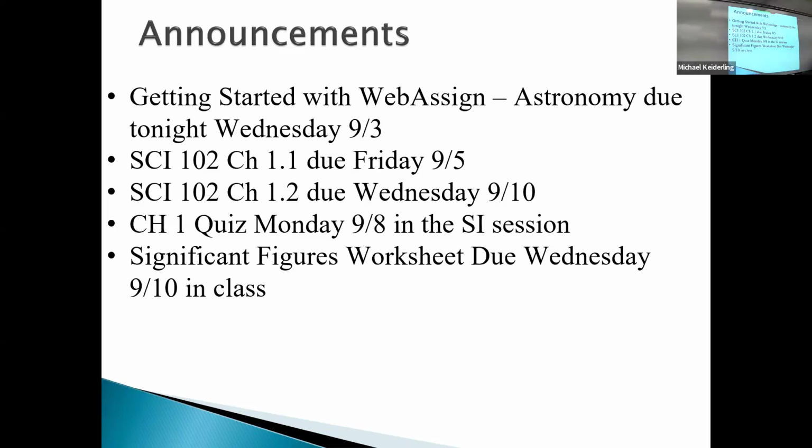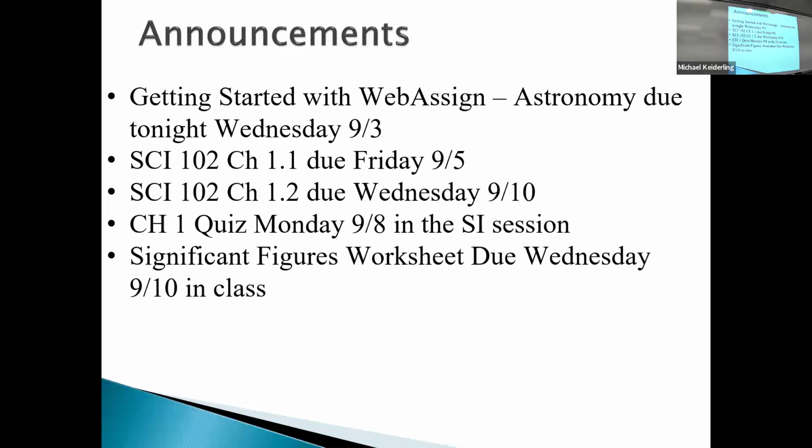Chapter 1.1 homework. It's actual homework that will take actual work. That's due on Friday the 5th. As usual, if you need an extension, you can request an automatic extension or a manual extension on any assignment. Chapter 1.2 homework will be due on Wednesday the 10th. So that's next week, Wednesday. 1.2 is much shorter than 1.1.